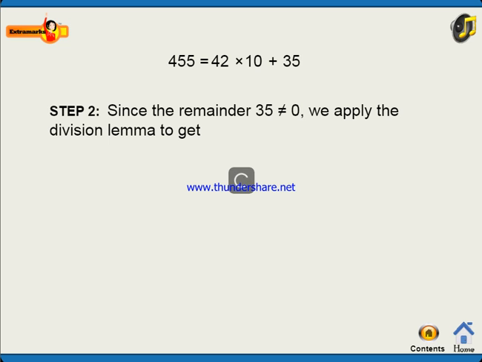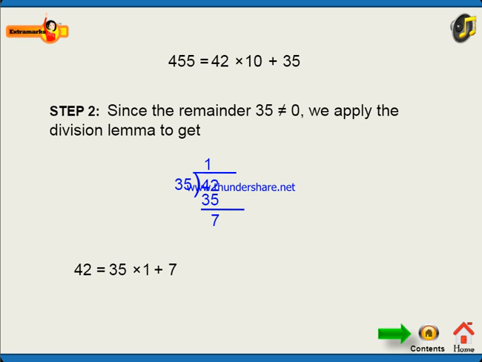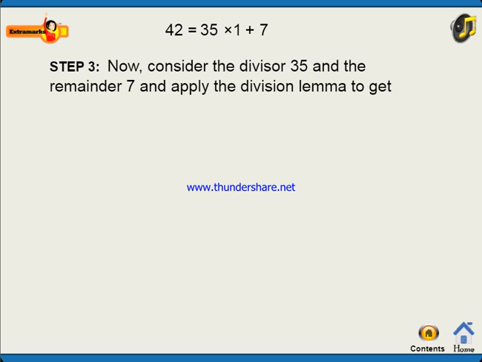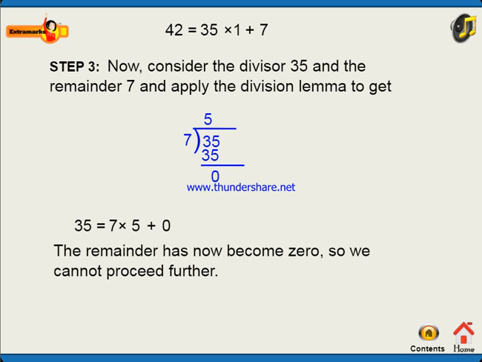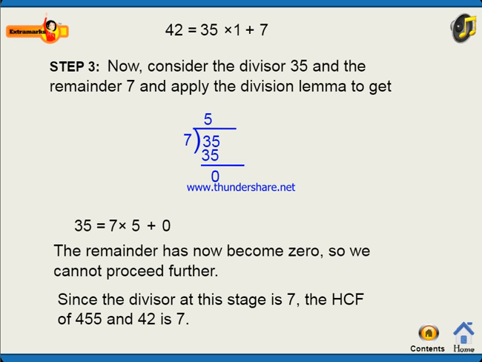Since the remainder is not equal to 0, we apply the division lemma to 42 and 35 to get 42 is equal to 35 into 1 plus 7. Now consider the divisor 35 and the remainder 7 and apply the division lemma to get 35 is equal to 7 into 5 plus 0. Here we observe that the remainder has become 0, so we cannot proceed further. Since the divisor at this stage is 7, the HCF of 455 and 42 is 7.